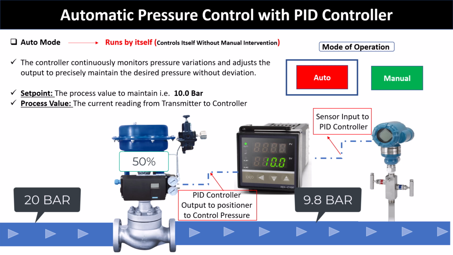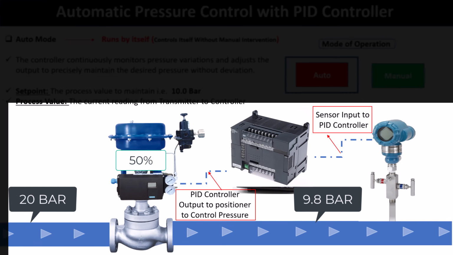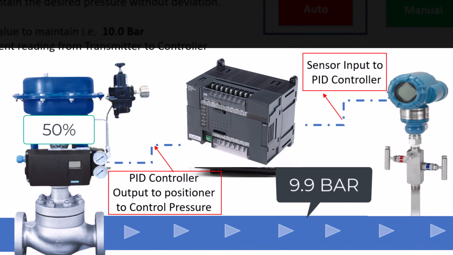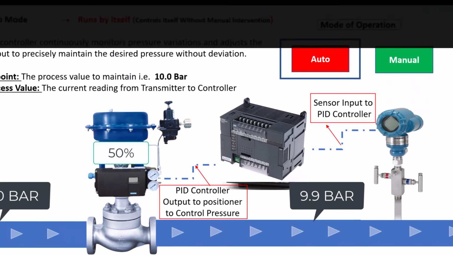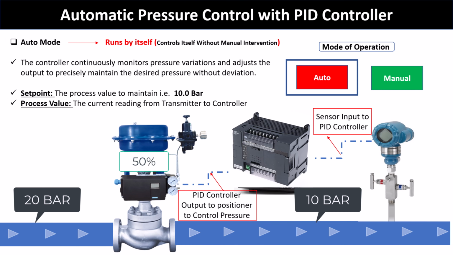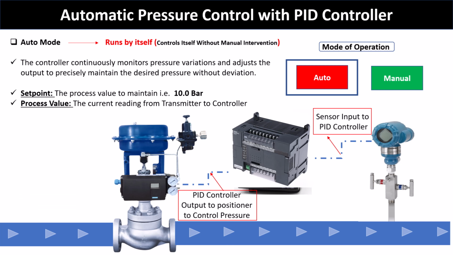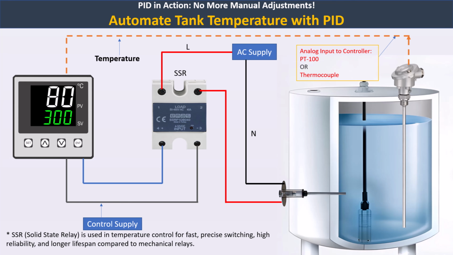Did you know? A PLC can do the same job as a PID controller. The difference? A PLC has a built-in PID block in its software, which processes the input and controls the output automatically, just like a standalone PID controller. This makes PLCs powerful for complex automation while still ensuring precise control.